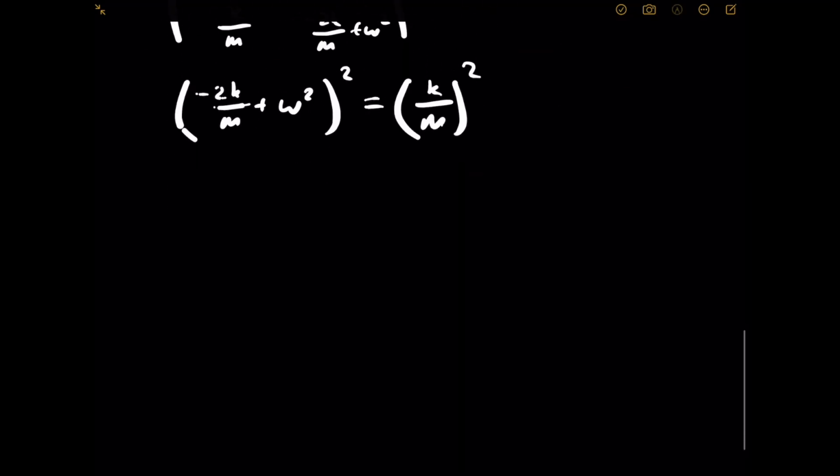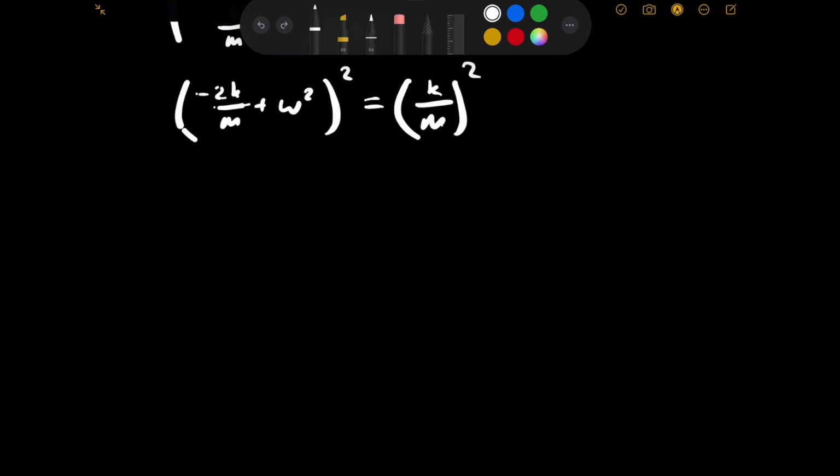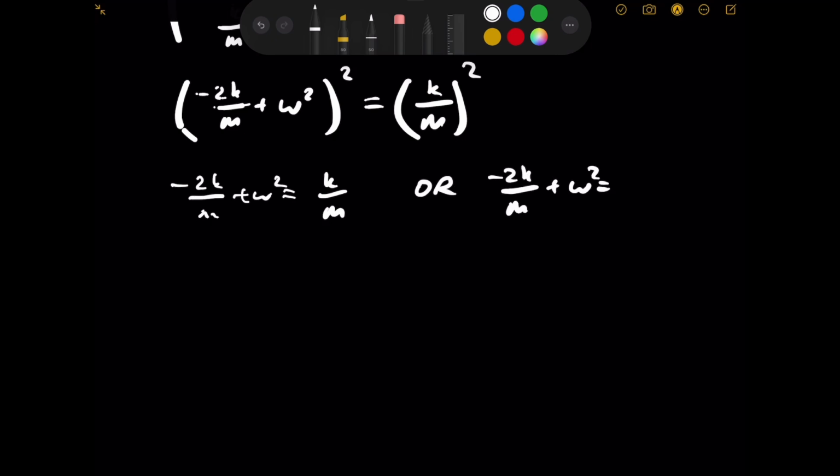Which means minus 2k over m plus omega squared is equal to either k over m or minus k over m. And from here, these are going to be different omega, so let's call them omega 1 and omega 2. So what is omega 1 going to be? Well, omega 1 is going to be 3k over m under the square root. And then omega 2 is going to be k over m under the square root.